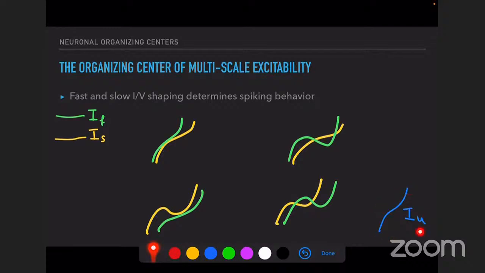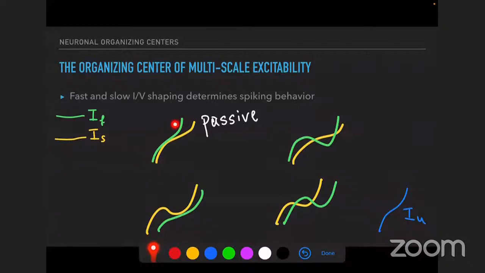Since I'm not interested in adding even more time scales to this model, I will just assume that the ultra slow IV curve is monotonically increasing. So just ultra slow positive conductance, that is purely ultra slow negative feedback, no positive feedback in the ultra slow time scale. And so now we can just look at how the fast and the slow behavior can be shaped relative to each other. There can be many configurations, but for sure we have these four basic configurations that we can imagine are relevant to understand neuromodulation of spiking behavior.